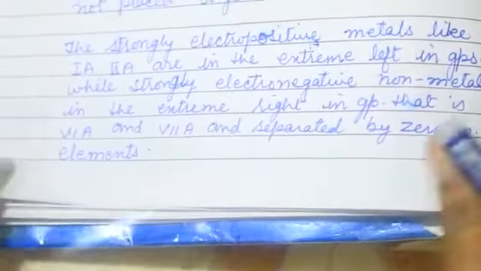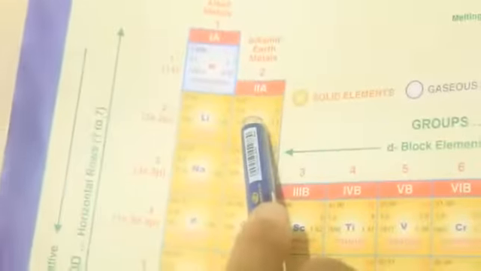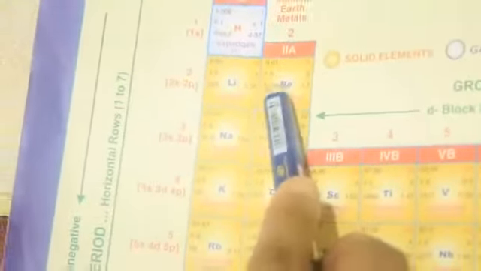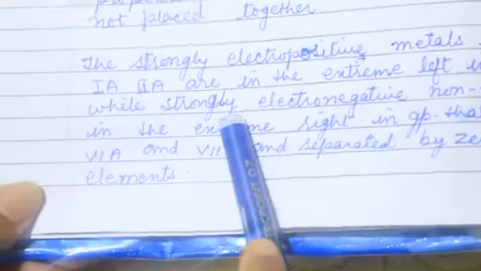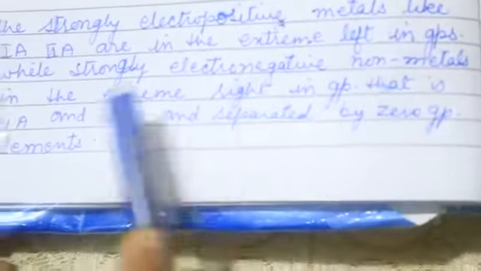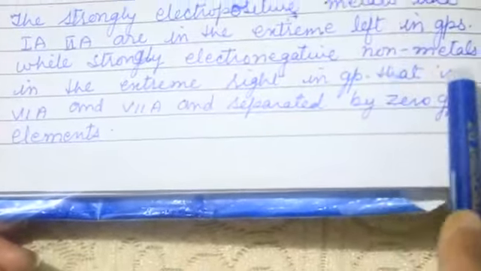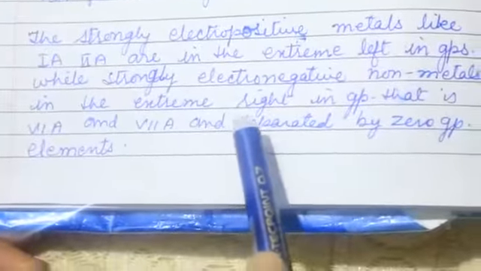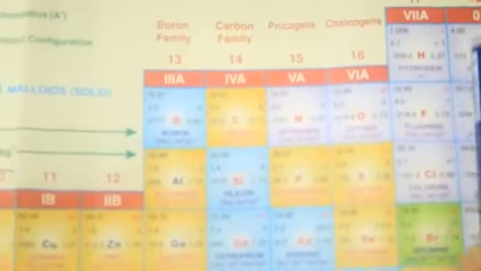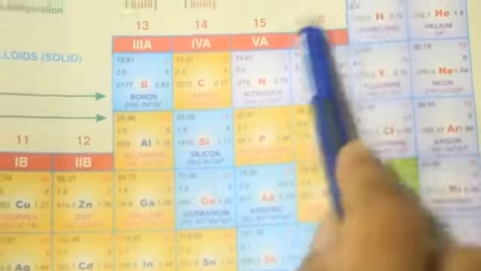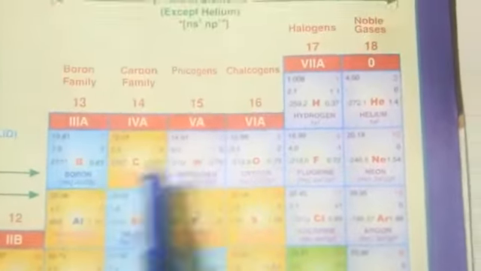The strongly electropositive metals like 1A and 2A are in the extreme left of the periodic table, while the strongly electronegative non-metals are on the extreme right, in groups 6th and 7th, separated by the 0 group. These are the most electronegative as they are placed on the right hand side, and these are the most electropositive as they are placed on the left hand side.